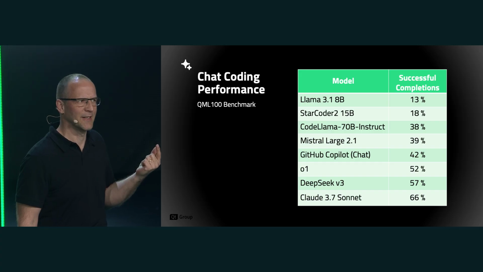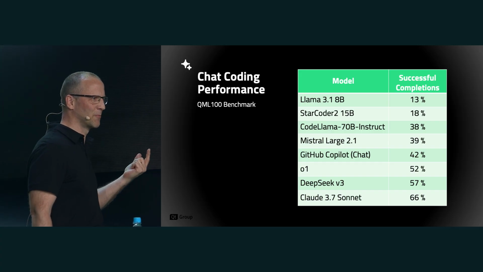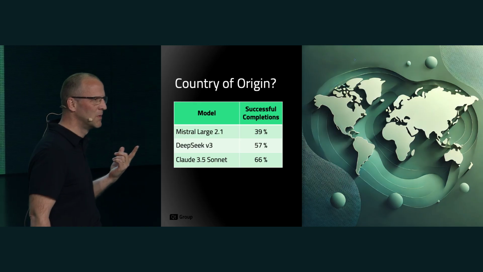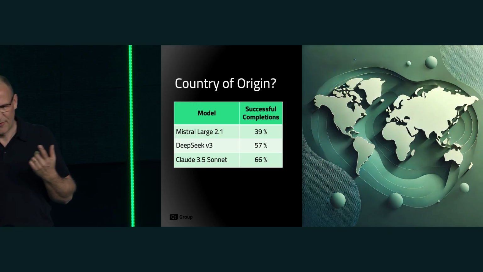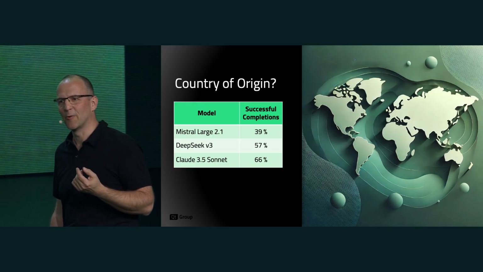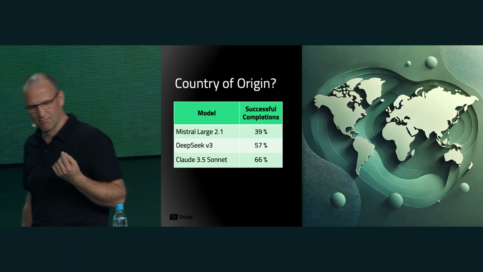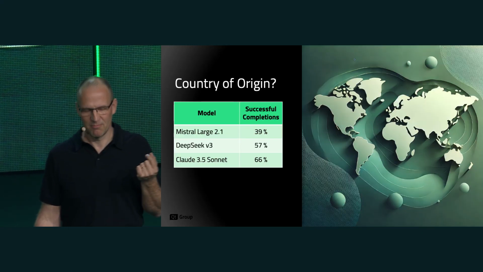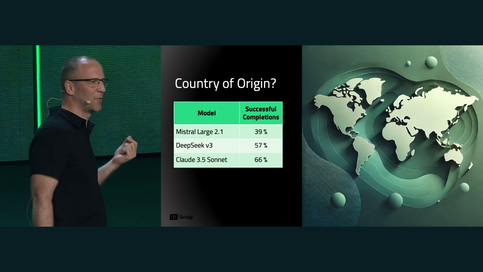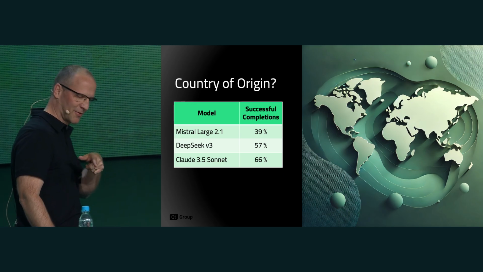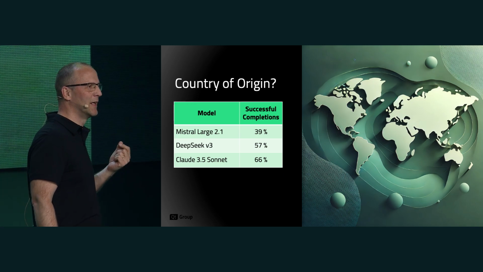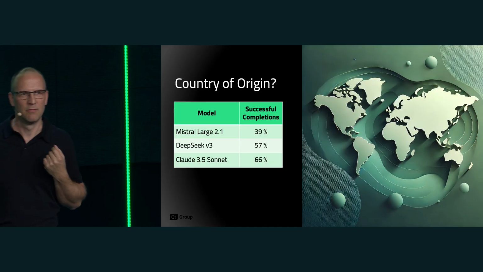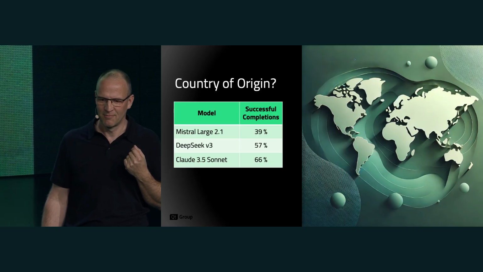So how do I decide then on what's the right model for me? Do I decide on country of origin? Well, if you're in China, I know what you're picking. If you're in the US and you care about having a model in the US, well, for me, 3.7 Sonnet, or well, this slide still says 3.5, would be my choice. But the Europeans, well, not so well off. Mistral Large is not that good yet.